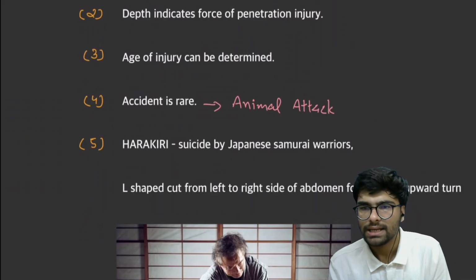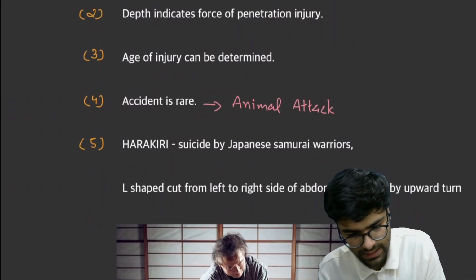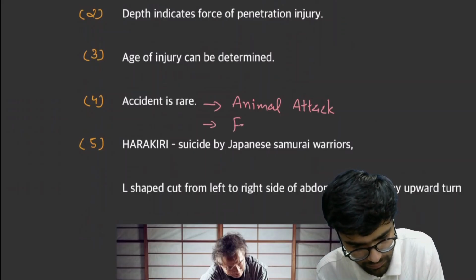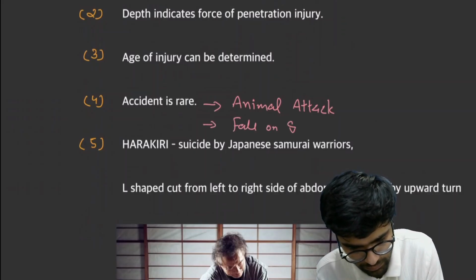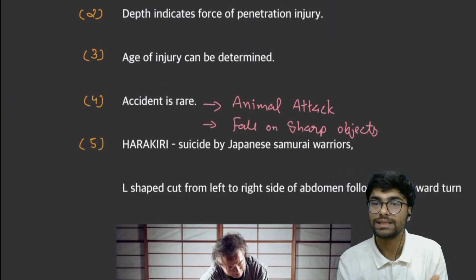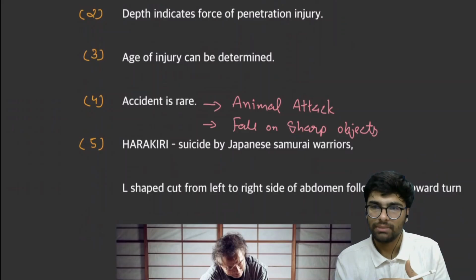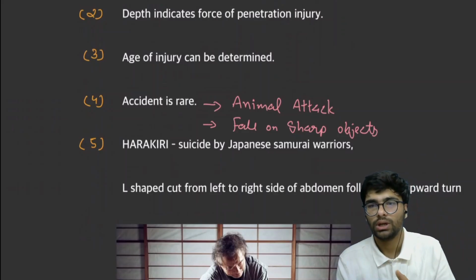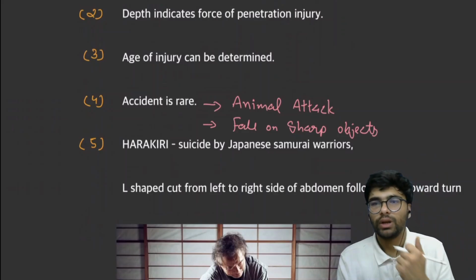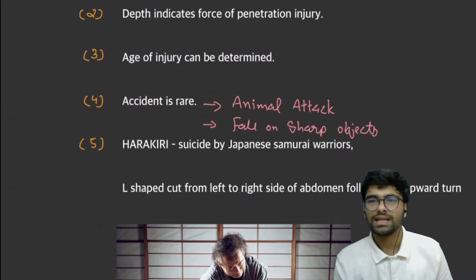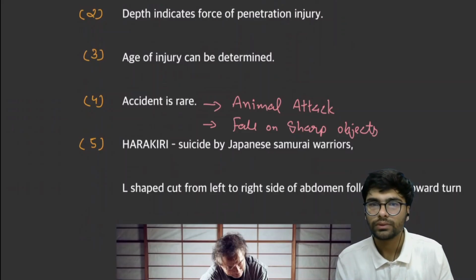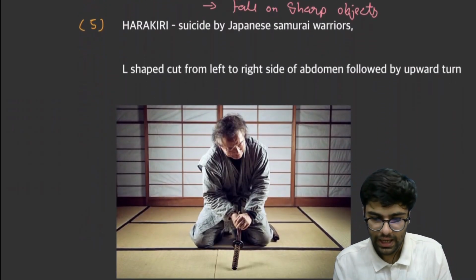And second thing is fall on sharp objects, like nails. If you fall from some height, or if you're walking barefoot and you have a nail on the road, there are chances of penetration. Okay. The fifth is harakiri.